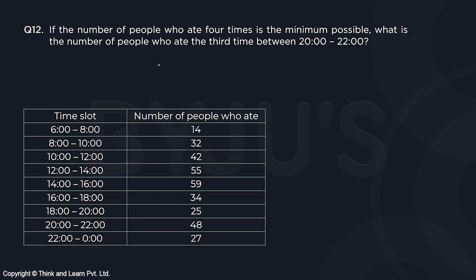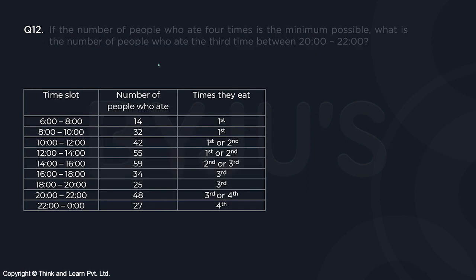So this question says the number of people who ate 4 times is minimum possible. What is the number of people who ate the third time? So once again, I have to keep all those things in mind which I discussed in the previous question. I want to minimize the people who ate for 4 times. What is the number of people who ate for the third time?